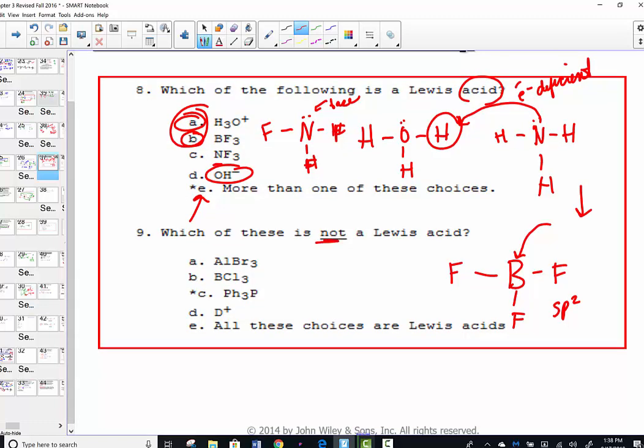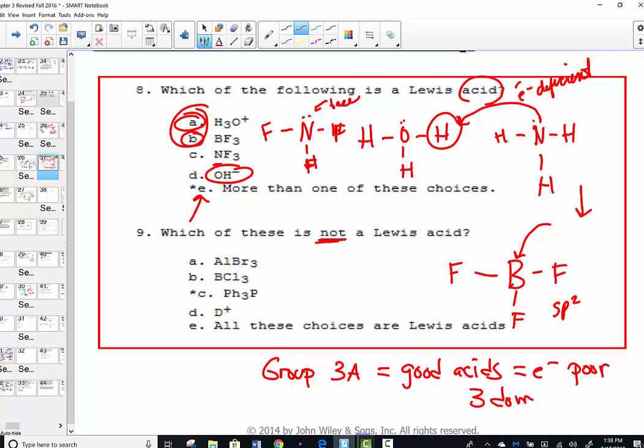Which one is not a Lewis acid? All right, so this is kind of processing. Lewis acids, electron deficient. I know that group 3A make good acids because they're electron poor. They have only 3 domains, making them electron poor. So I know this aluminum bromide is an acid. I know it's a very good acid. Boron trichloride is also an acid. It's electron deficient.